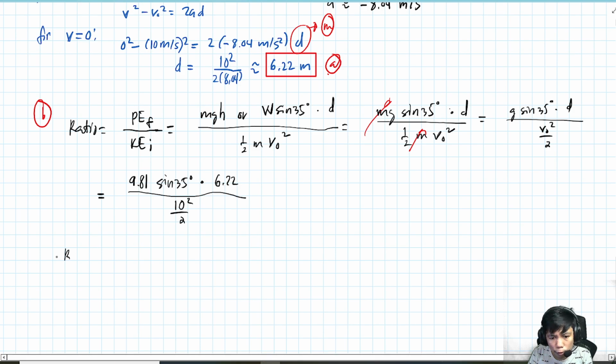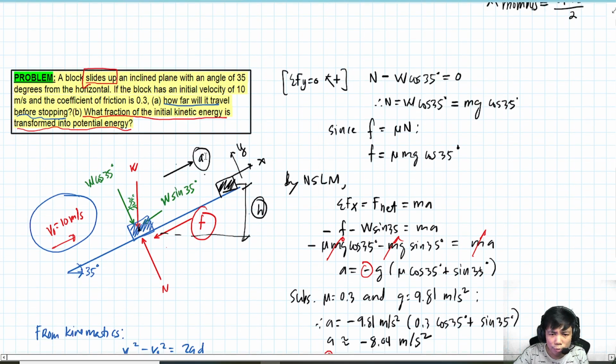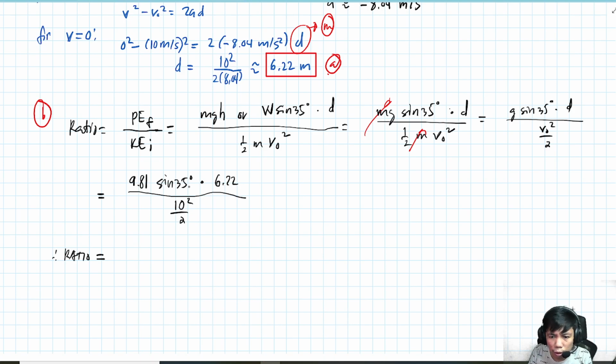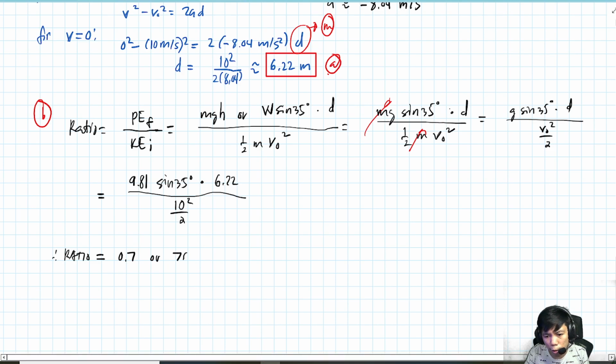So, therefore, the ratio, okay, ano ba yung tanong doon? Yung fraction o yung ratio, yung part ng initial kinetic energy. So, pag sinunod mo to, ang lalabas dyan is 0.7. Check ko nga. 9.81 times sine 35 times 6.22 over 10 squared over 2. So 0.69999, approximately 0.7, or pwede mo rin sabihin guys na 70%.